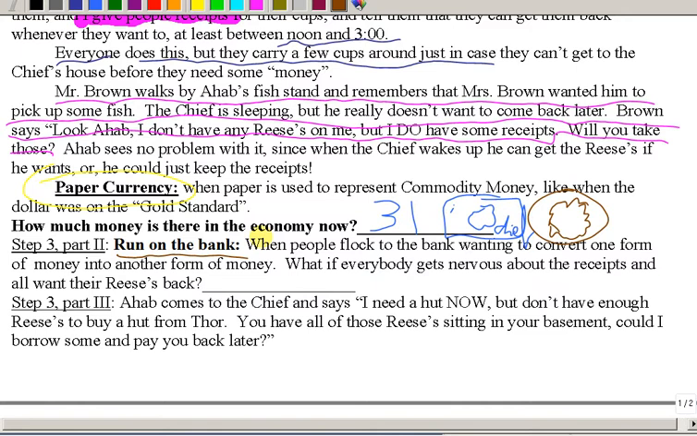There would be no problem. So if everybody got nervous and wanted the Reese's back, no problem. They could get them back. But this is going to change in a minute, where a run on the bank will be a problem.